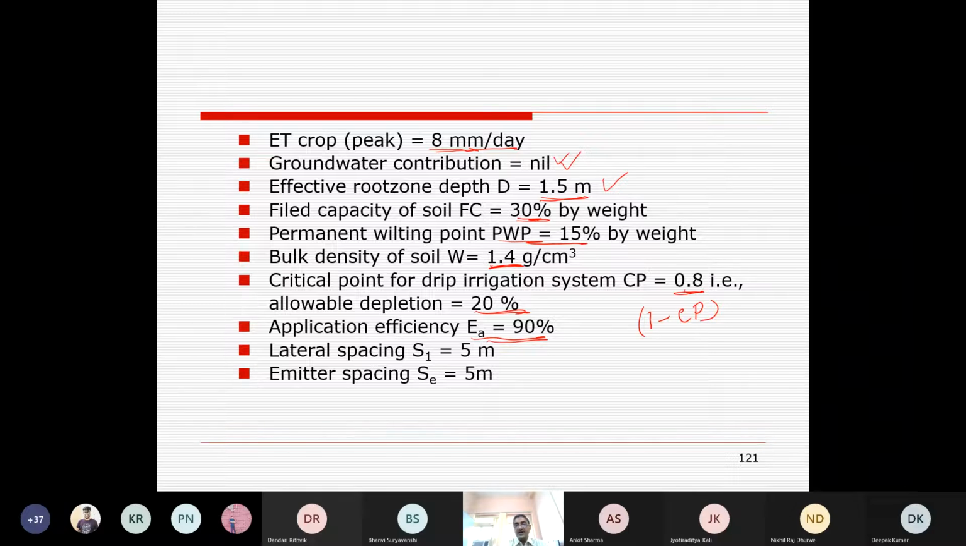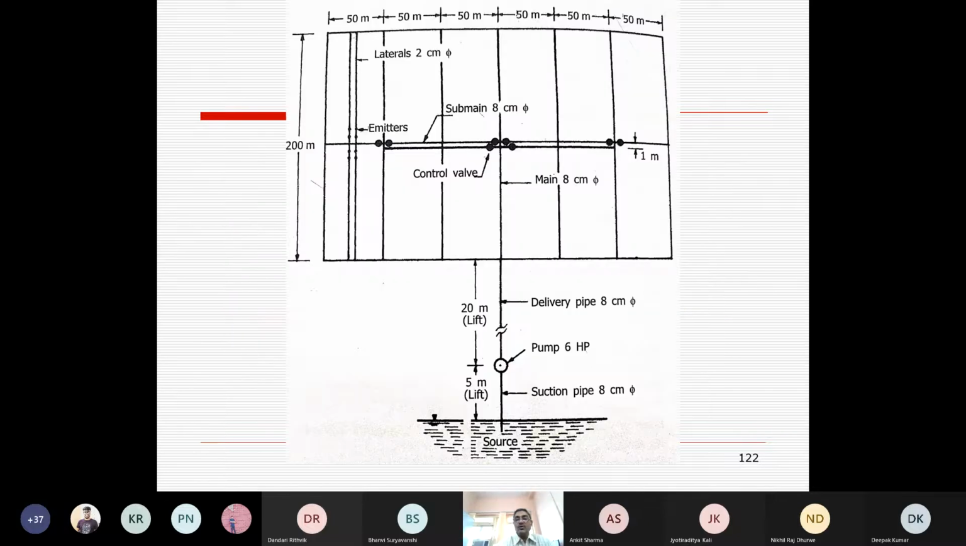Lateral spacing is 5 meter, and emitter spacing, because it's a 5 meter by 5 meter spacing between the plants, is also 5 meter. If one emitter is used, it will be placed at each plant. So emitter to emitter spacing is 5 meter in that sense. And now this is the layout of the system.